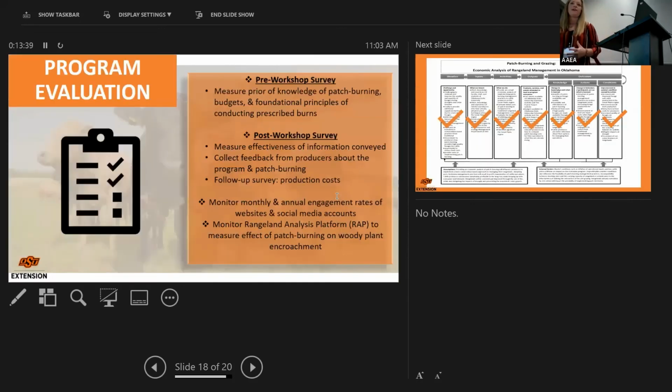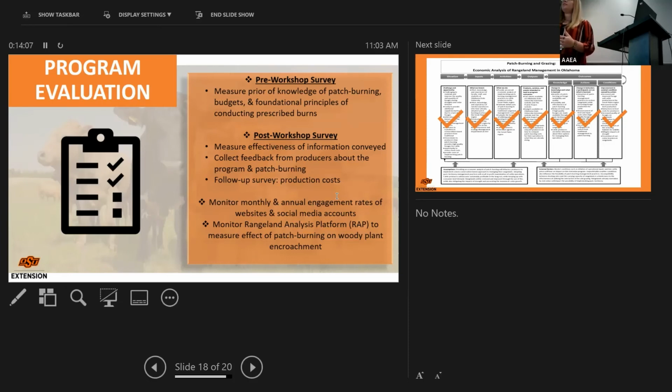And then we're going to evaluate this program in three main ways: through a pre-workshop survey and a post-workshop survey, and then also by continuing to monitor those monthly and annual engagement rates of our social media outlets and website, and then also monitoring the Rangeland Analysis Platform app. When we see that growth of producers implementing patch burning, we can look at that app and see how the tree cover is decreasing in rangelands in Oklahoma, as well as the Great Plains region as a whole.